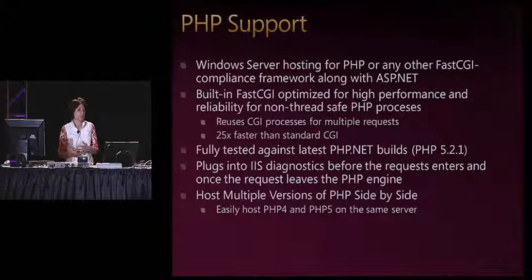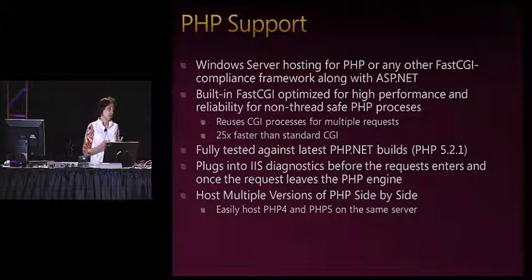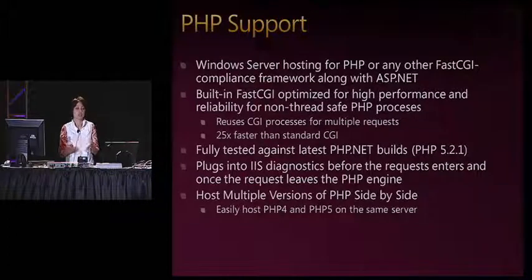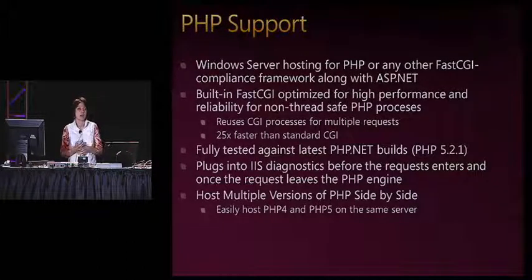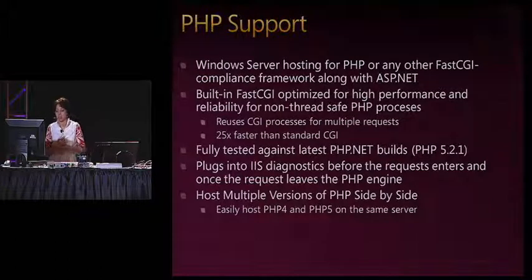The second thing we did is we built this FastCGI module. The FastCGI module basically enables any application framework that's FastCGI compliant, that's Ruby on Rails, that's Perl, that's PHP, to run in a secure and reliable way on IIS alongside ASP.NET applications.